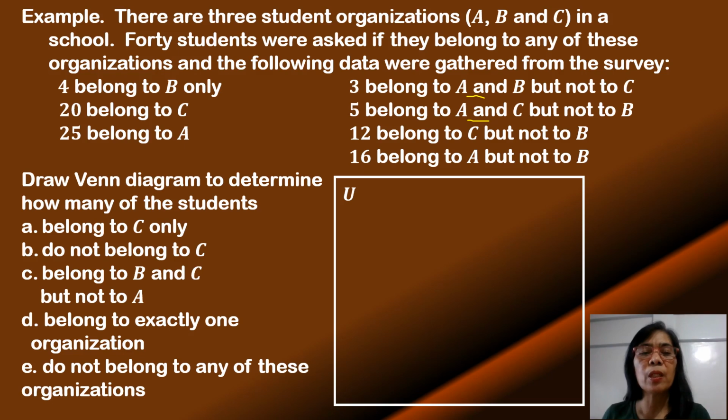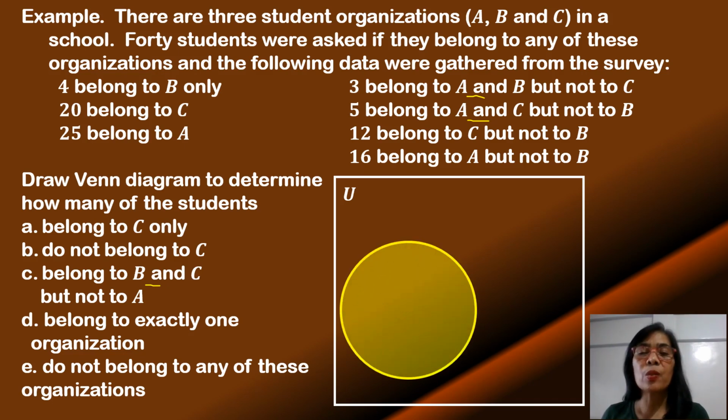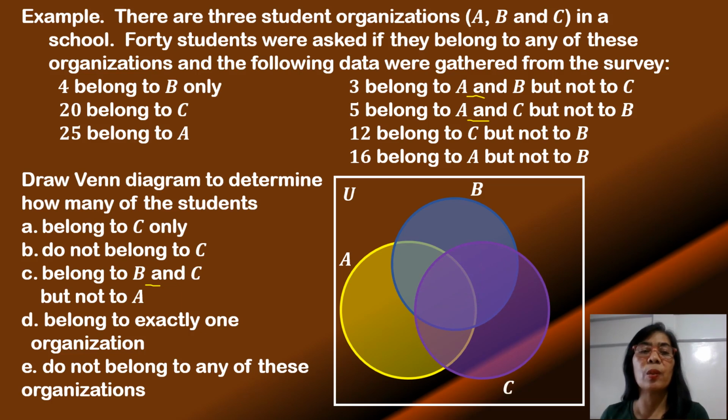Then we are required in here to determine the number of students who belong to B and C. That means the three sets are intersecting. So let us use a yellow circle to represent organization A, the blue circle to represent organization B, then the violet circle to represent the organization C. So we have here given 4 belongs to B only.